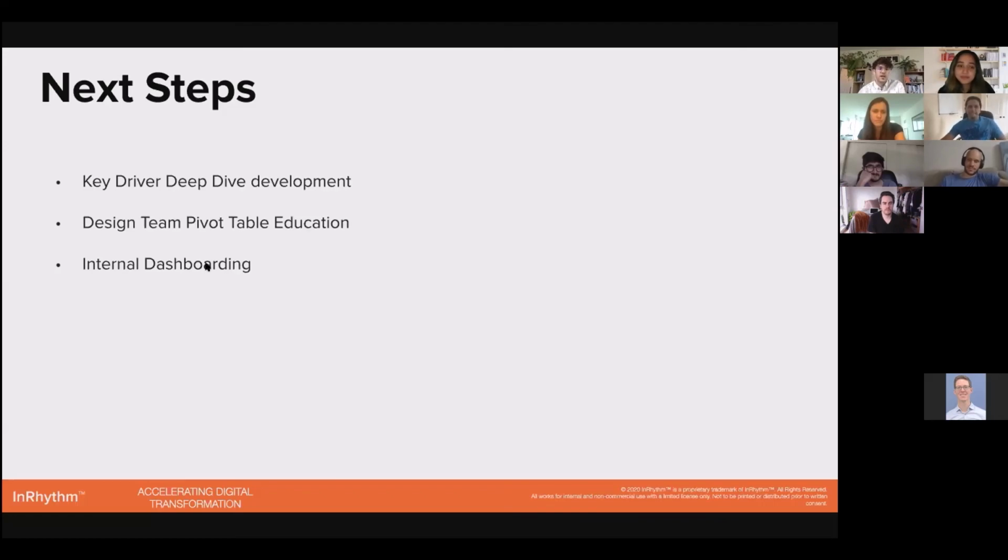And then last but not least is internal dashboarding for the design team, just so that they have a more robust internal monitoring system for this stuff, because right now there's very little internal reporting. It's all outward facing. And so I want to put the power in their hands, as you say. All right, that's it.